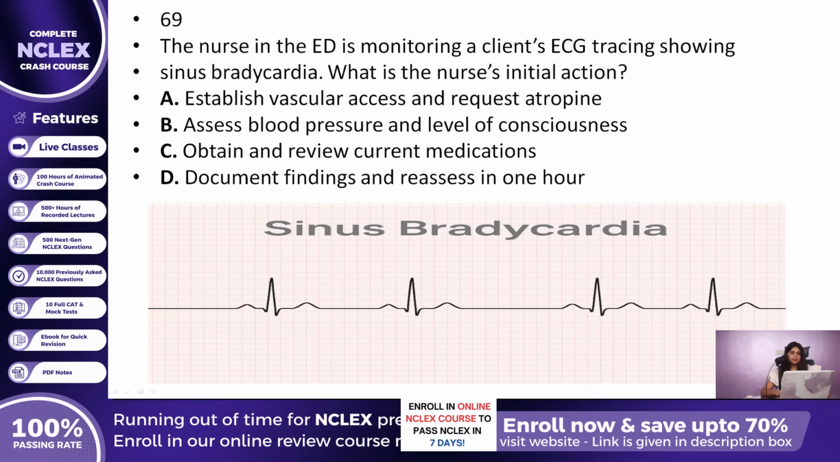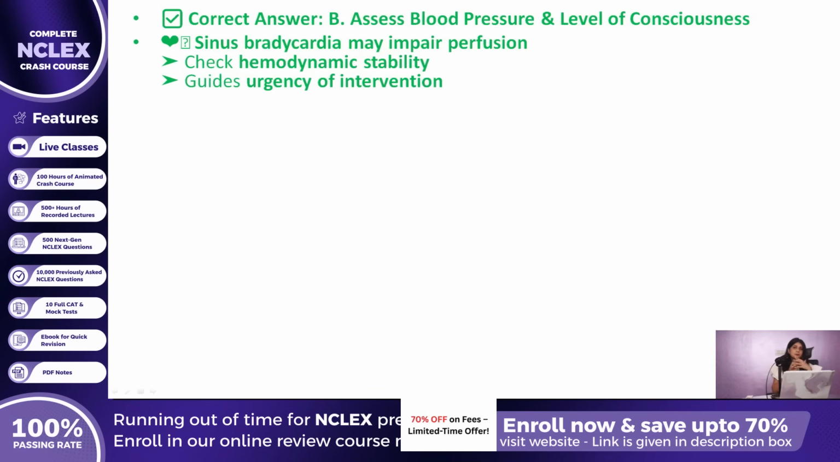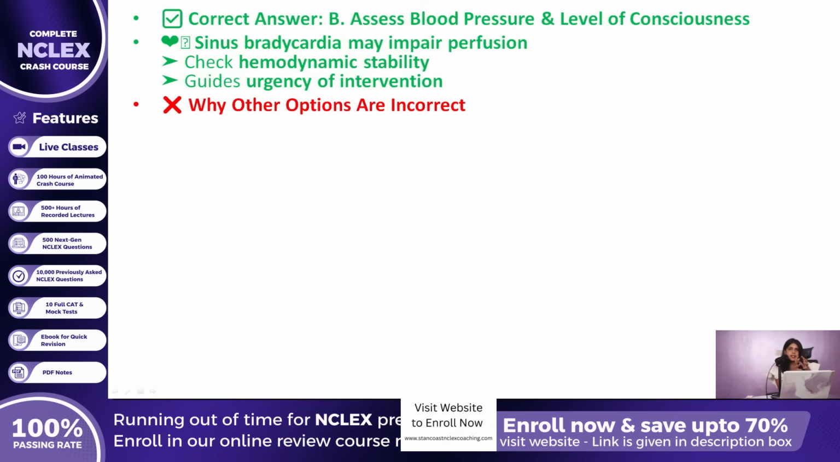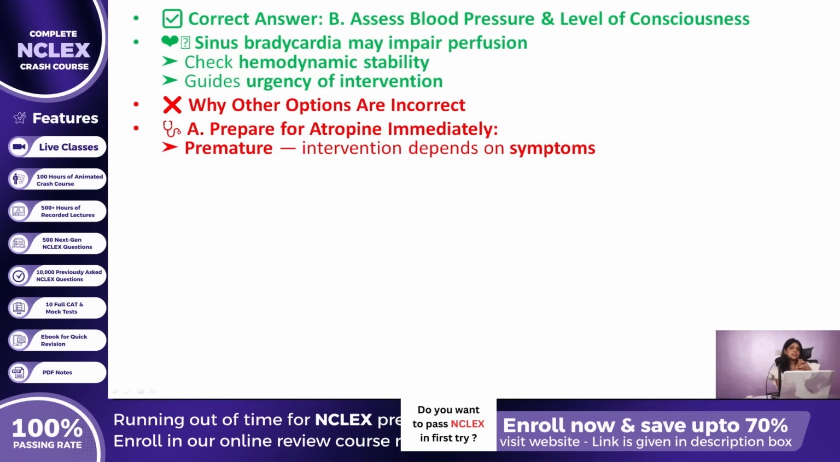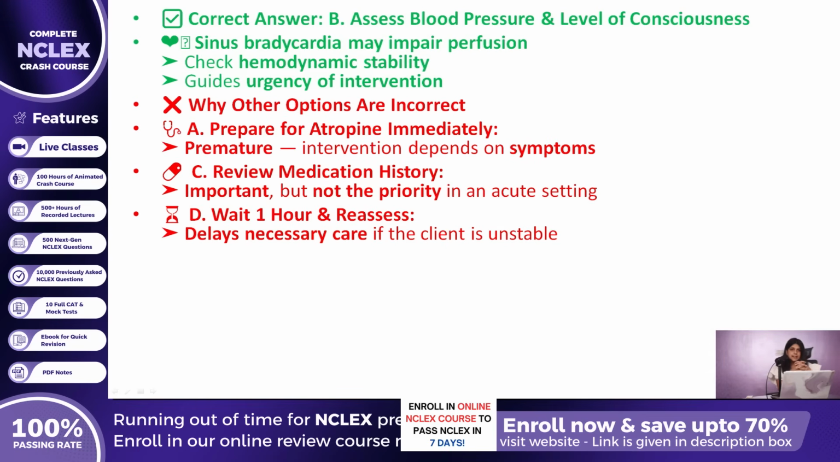The correct answer is option B. Assess blood pressure and level of consciousness to determine if the client with sinus bradycardia is hemodynamically stable. If signs of poor perfusion are present, immediate intervention is needed. Option A is premature without assessing symptoms. Option C, reviewing medications, and option D, delaying action, are inappropriate until stability is confirmed.